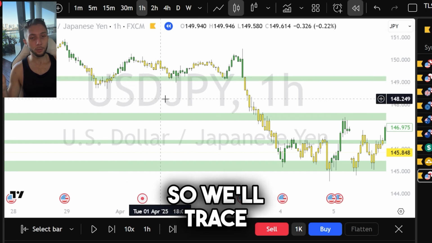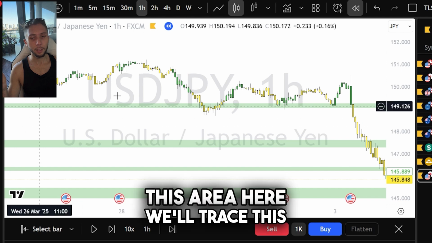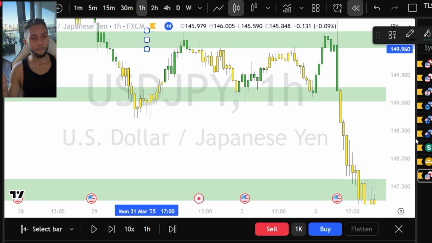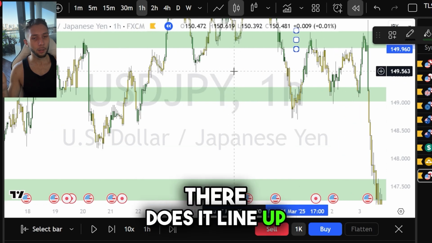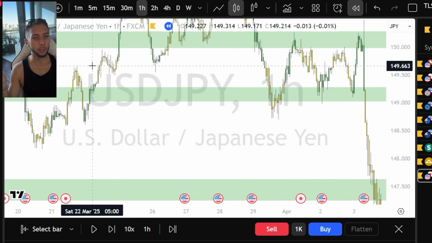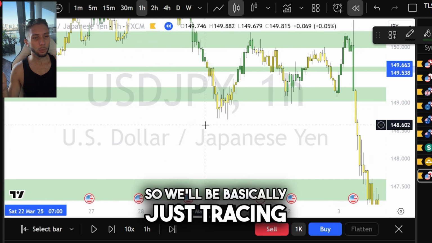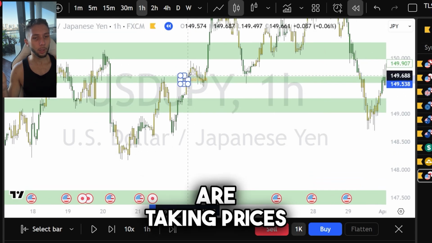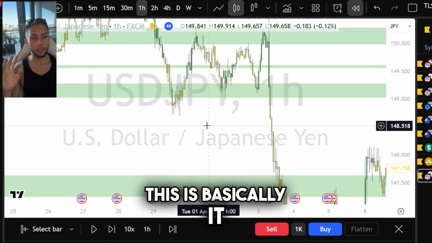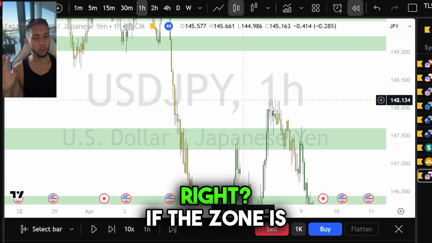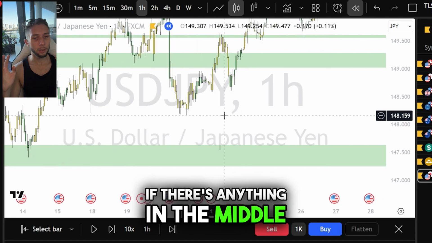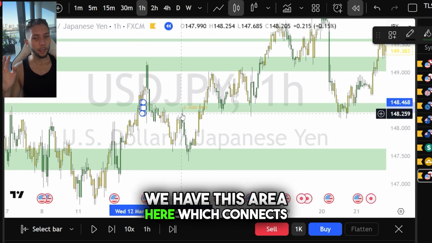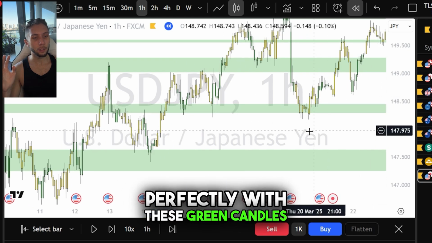So we'll trace, for example, this area here, we'll trace this one up the top, which lines up well with this. We've got something in the middle there. Does it line up with anything else? Yes, it does. Lines up perfectly with that one. So we'll be basically just tracing the areas that the green candles are taking prices to and from. This is basically it, right? If the zone is too big like this, let's just see if there's anything in the middle. There's likely a zone in the middle, and there we are. We have this area here which connects perfectly with these green candles.